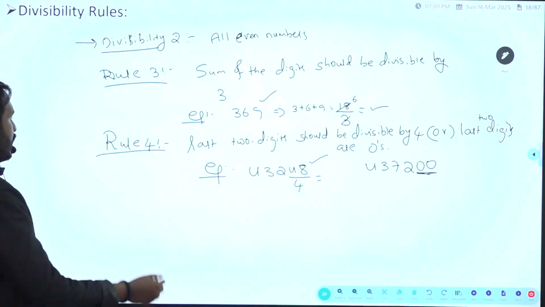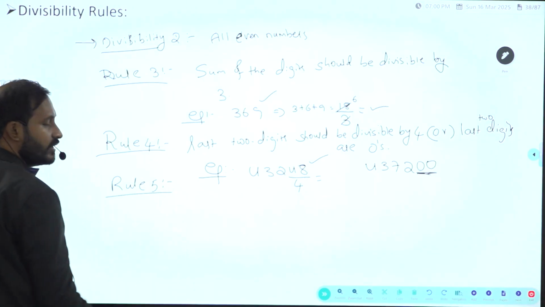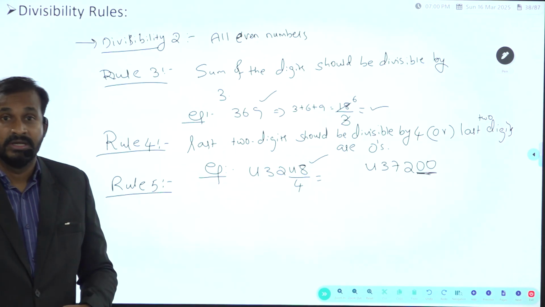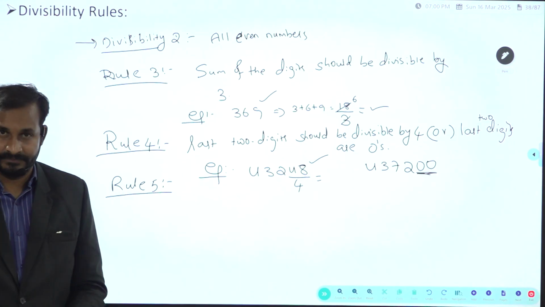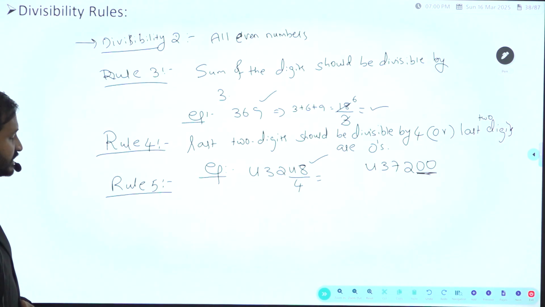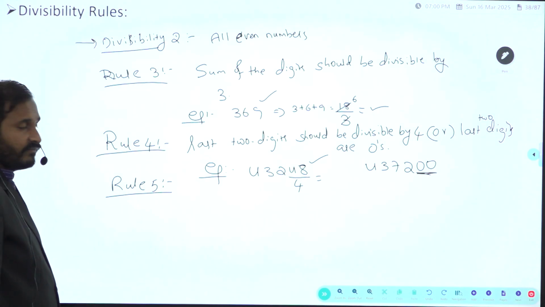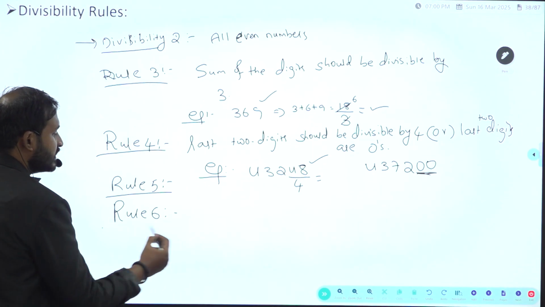Okay. Now, what is the rule for 5? Any number which ends with 0 or 5, except 0, is divisible by 5. Any number which ends with digit 0 or 5 will be divisible by 5. What is the rule for 6?